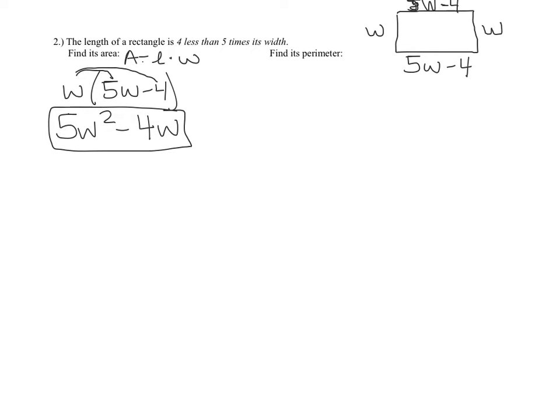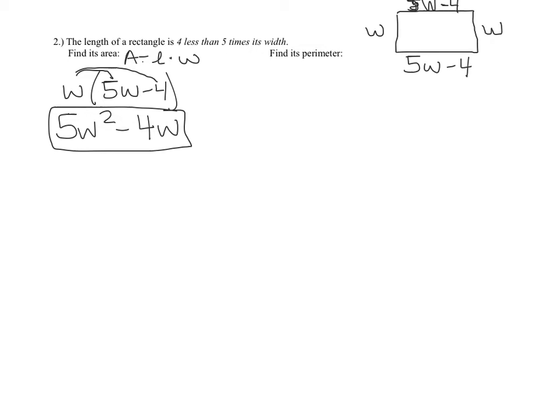Now, when it gets to perimeter, you can just look at all of the sides and add them all up if you want. But you have to remember you've got 2 of the 5w minus 4's and you've got 2 of the w's. So many of you could just look at your picture if you've drawn all 4 sides and just add up all your like terms. However, you will sometimes see me use the formula.